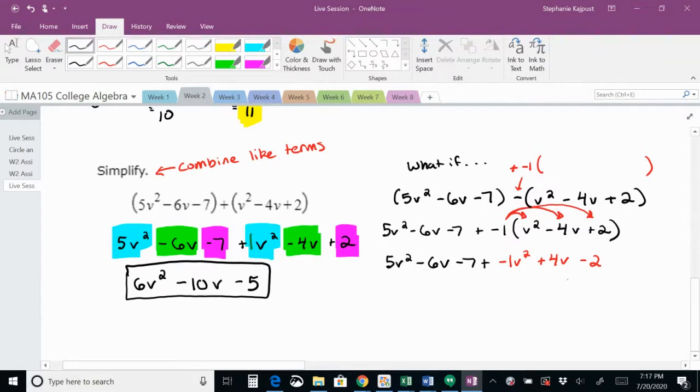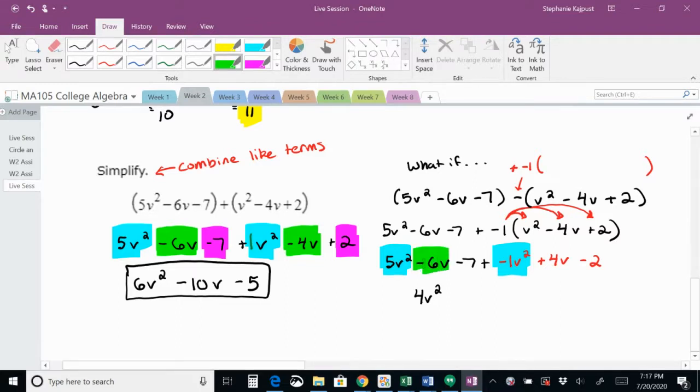So you can see that all of the signs changed when we're doing a subtraction. The signs for the last three are the opposite of what they were in the first problem where it was addition. So subtraction basically changes those signs. And that makes our answer different when we start combining like terms, because we have a 5v squared, but now instead of adding, we're subtracting a 1v squared. So 5 minus 1 is a 4v squared.